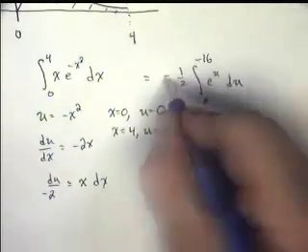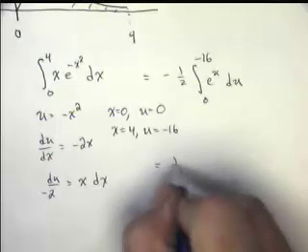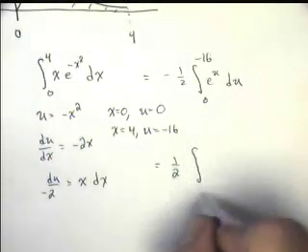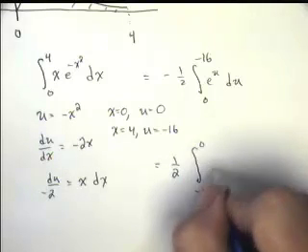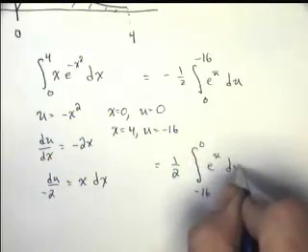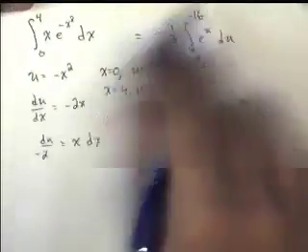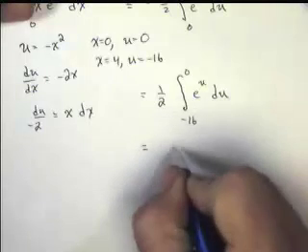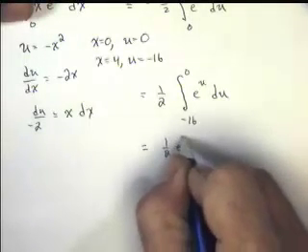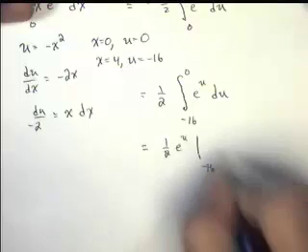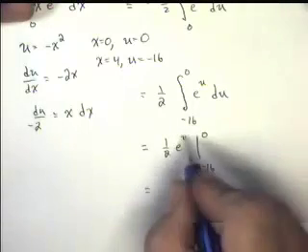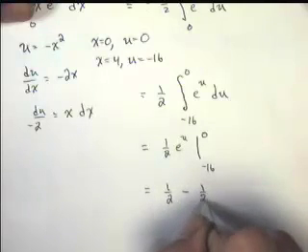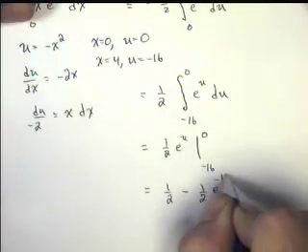Or, changing the minuses and the order of integration, this is a half times the integral from negative 16 to 0 of e to the u du, just absorbing the minus sign by changing the order of integration, or the order of the limits. And this is a half e to the u evaluated between negative 16 and 0. Anything to the 0 is 1, so this is a half minus a half e to the negative 16.